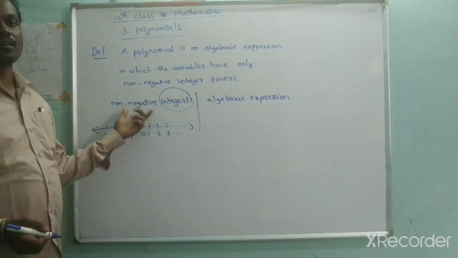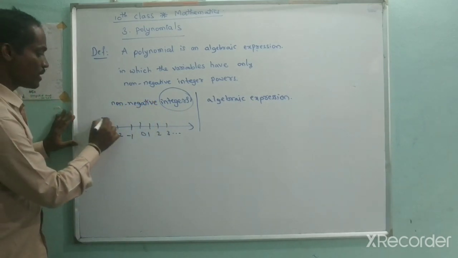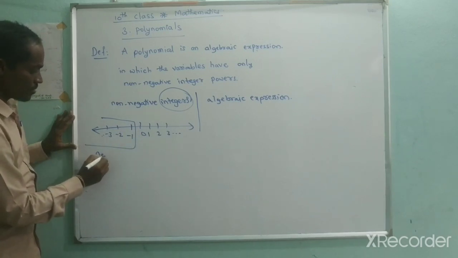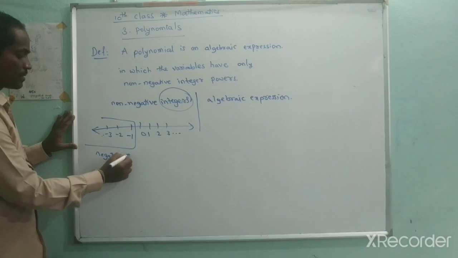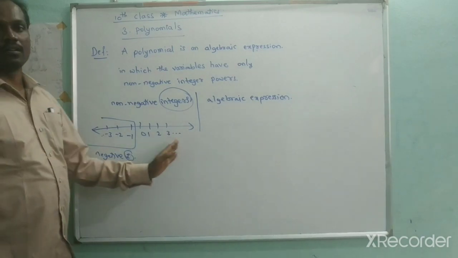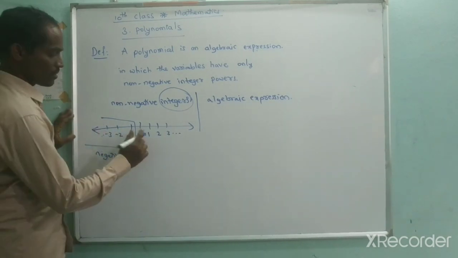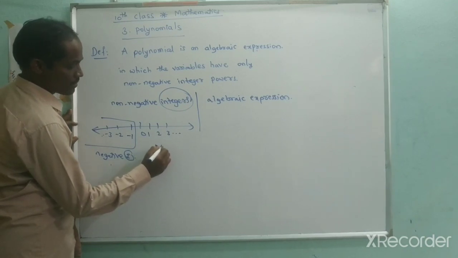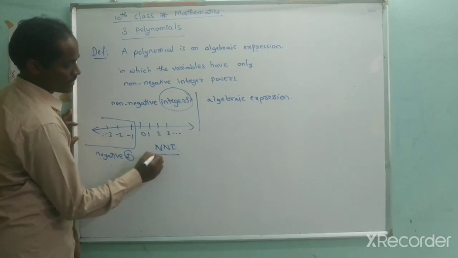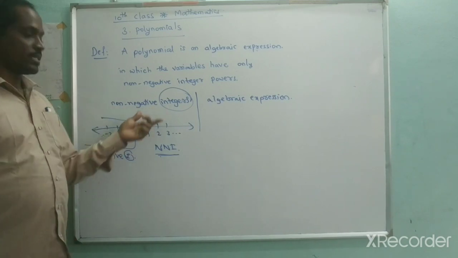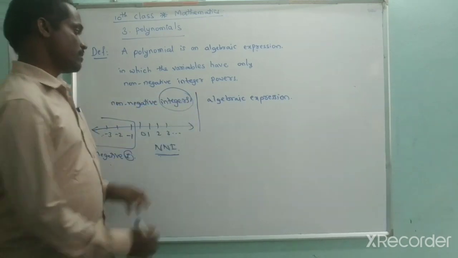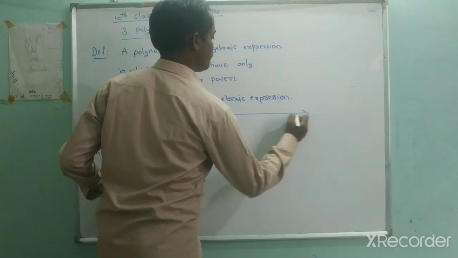For understanding the non-negative integers, first we know very well these are the negative integers. Remaining all on the right side, these are the non-negative integers. So this is the concept of non-negative integers. To make an algebraic expression, we use the number line of this type.